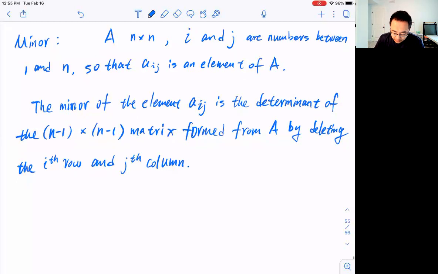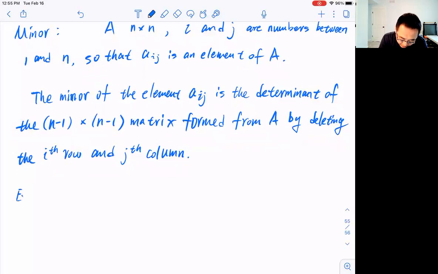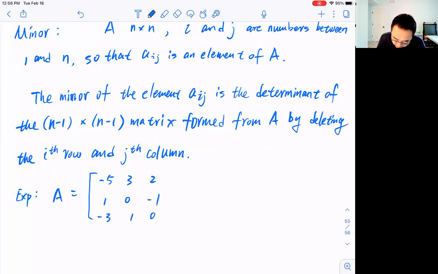Now let's look at an example, right? So let's say we have a matrix A that equals -5, 3, 2, then 1, 0, -1, -3, 1, and 0. So it's a 3 by 3 matrix. Now, if I have a question that says find the minor of A1,2, okay?